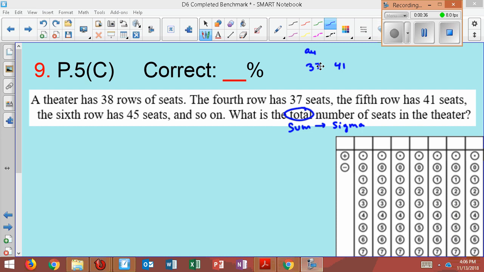Since it's a total, I'll put a plus here. Fifth row is 41, and then the sixth row has 45, and so on. What's happening each time? Because we see that these are adding. There's a common difference here. They're adding 4 each time, and so we'll have a common difference of 4.